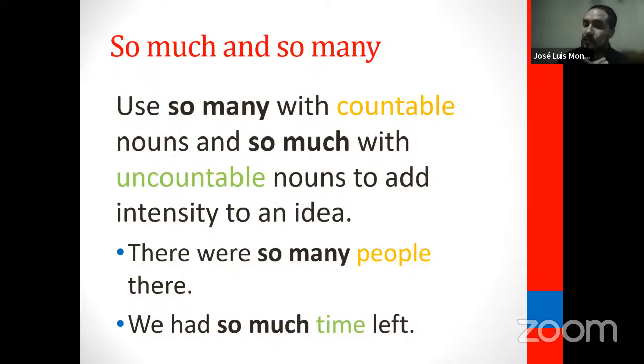One with so many, with a different word that is not people, and one with so much, with a different word that is not time. There were so many cars in the street. Yes, that is correct. Good. And one with so much. I have so much water in my kitchen. Yes, that is correct.